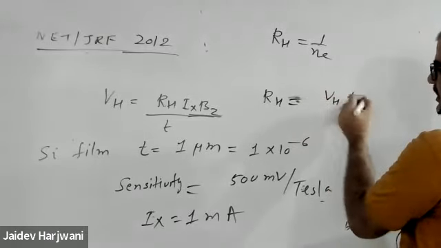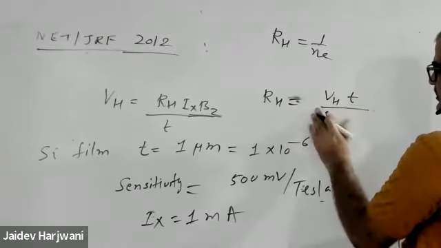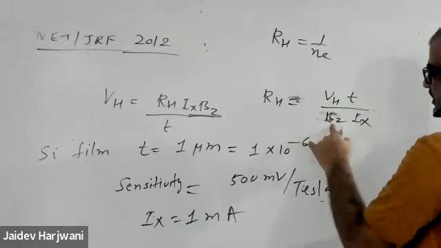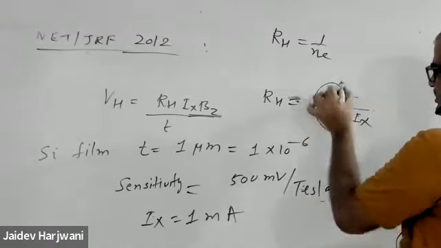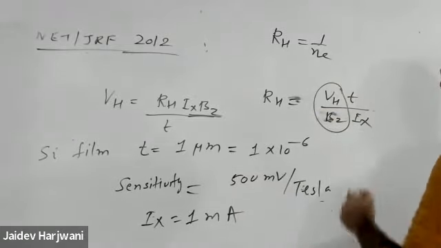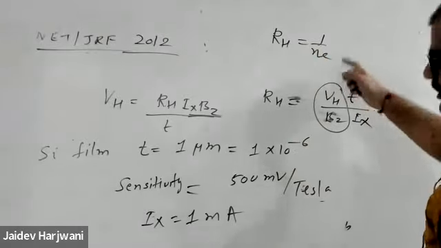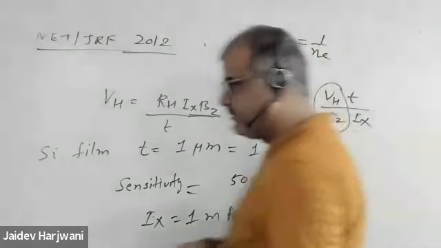RH is equal to the Hall voltage times thickness over IX times BZ. The sensitivity, VH by BZ, is already given. Thickness you know, IX you know, so you can calculate RH. Calculate and tell me the value.